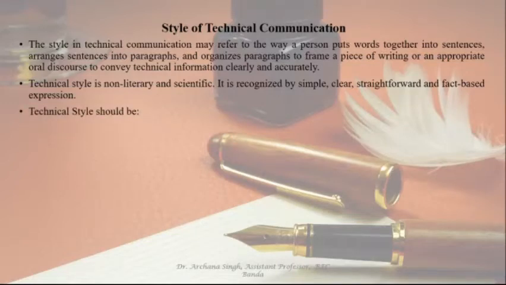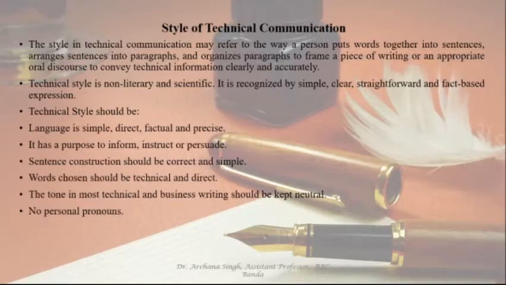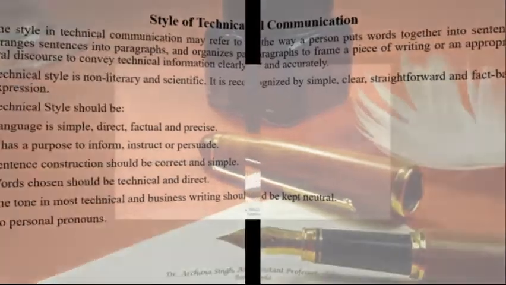For your technical style, there are certain things that a person should keep in mind while writing a technical document. First thing is the language is simple, direct, factual, and precise. A technical writing has a purpose, that is to either inform you, instruct you, or persuade. Sentence construction should be correct and simple. Words chosen should be technical and direct, and tone in most technical and business writing should be kept neutral, and no personal pronouns should be used in the technical writing.